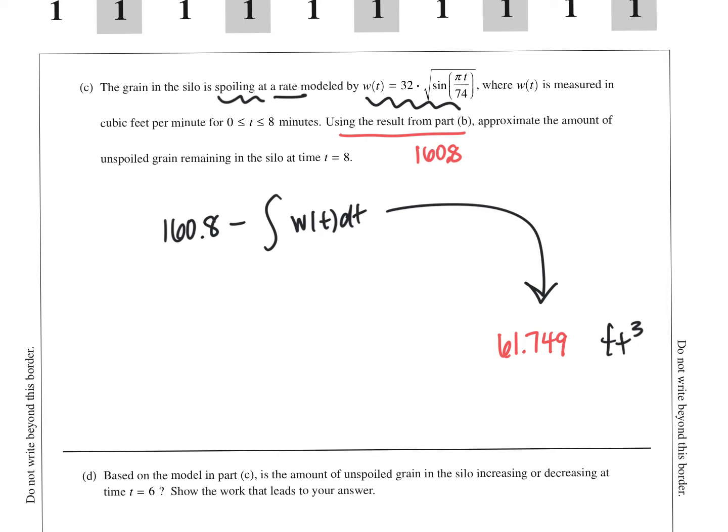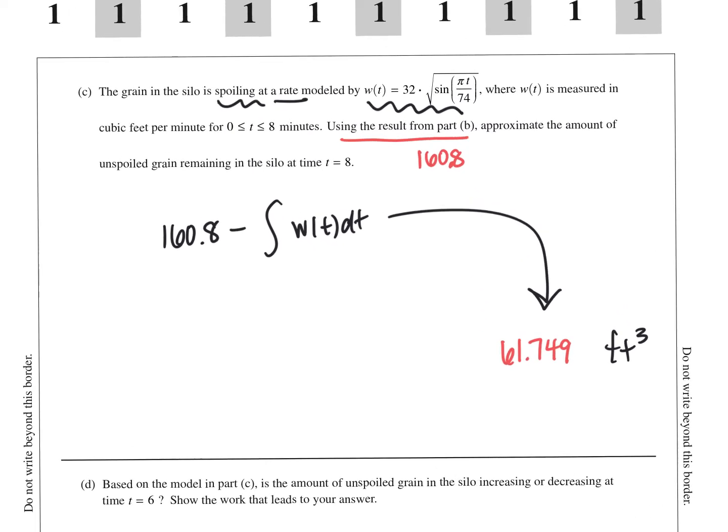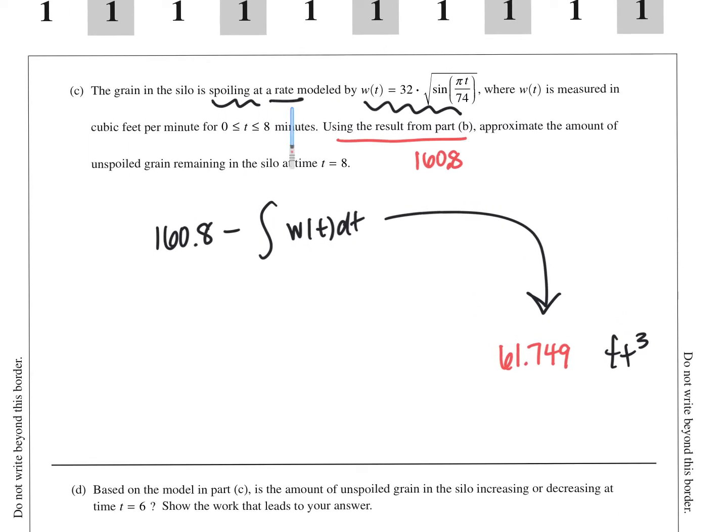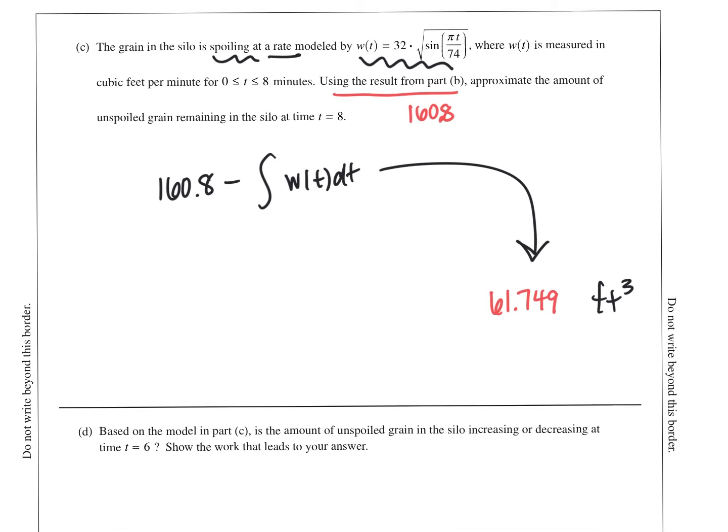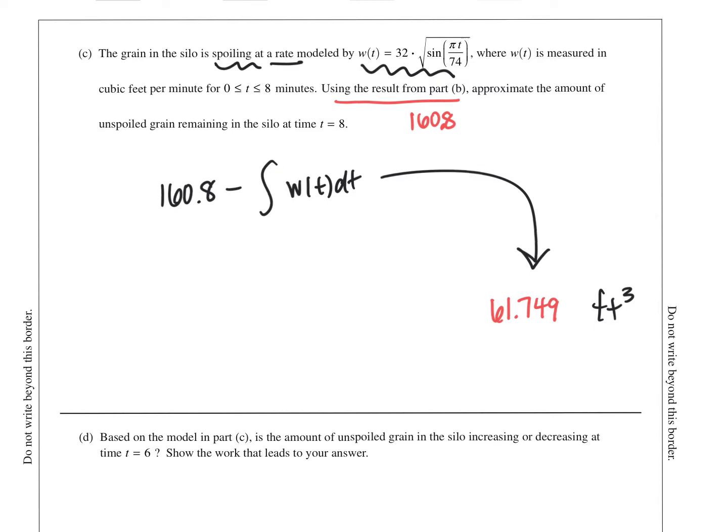Now this is really separating the 4s from the 5s. Do you want me to go over anything from that one? No, I'm good. I'm all good. Okay. Based on part C, also give yourself credit. If you got the wrong answer in part C, but do part D correctly with your wrong answer, they'll give you 100%. It says, based on the model in C, is the amount of unspoiled grain increasing or decreasing at t equals 6? Show the work that leads to your answer.